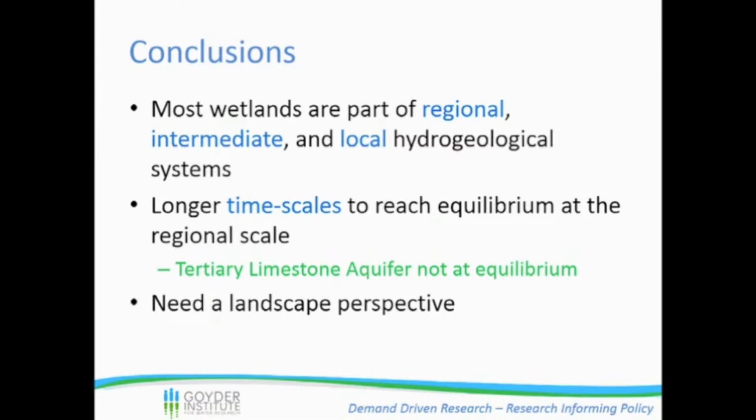And finally, I think there is, especially in the early stages, a real benefit to try to come back up, try to look at groundwater surface water interaction in these wetlands from a landscape perspective rather than a focus on single wetlands. Thank you.